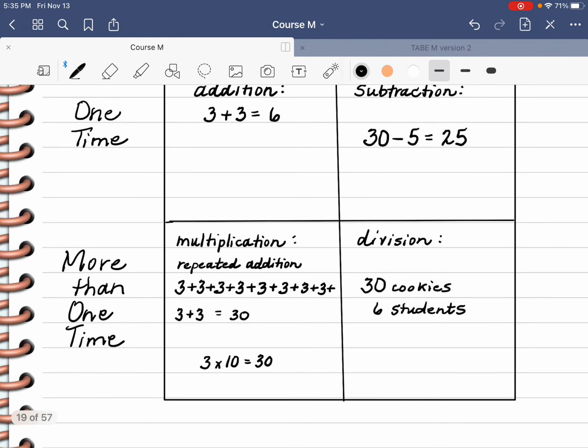This is where I am breaking it down, not one time. I'm not just taking away some cookies. I'm breaking down that whole total into equal amounts. So this would be 30 divided by 6 is 5. That would be 5 cookies per student.